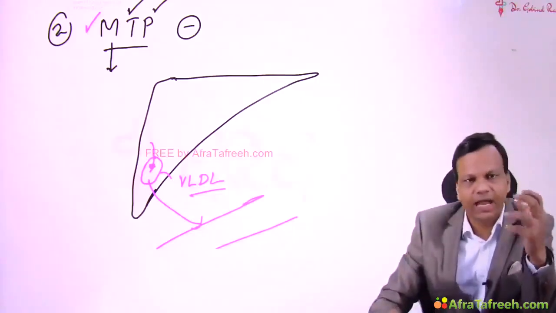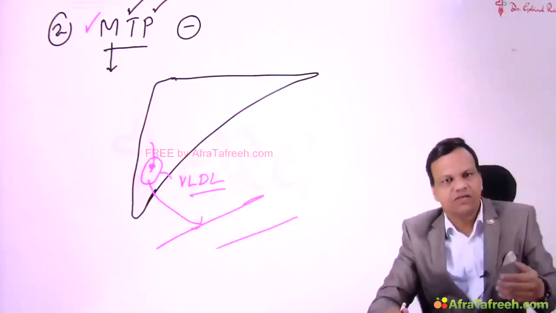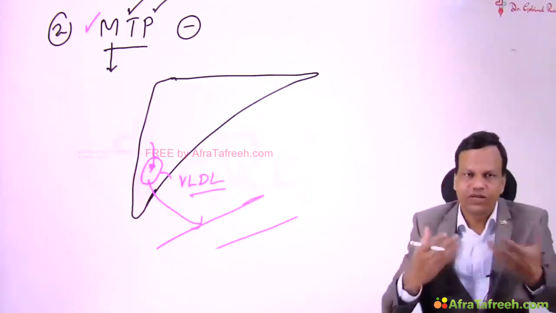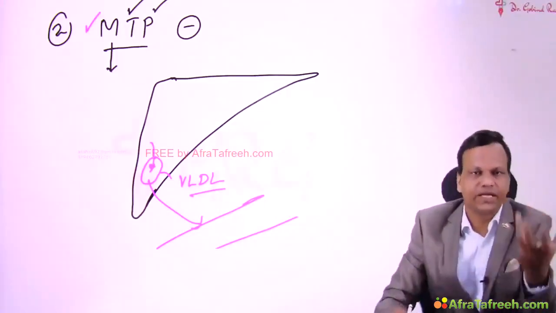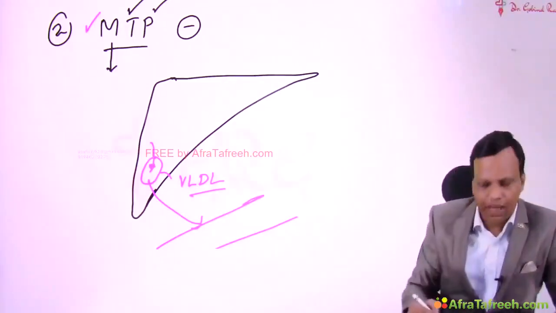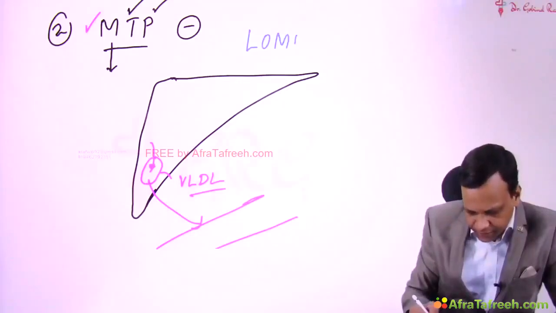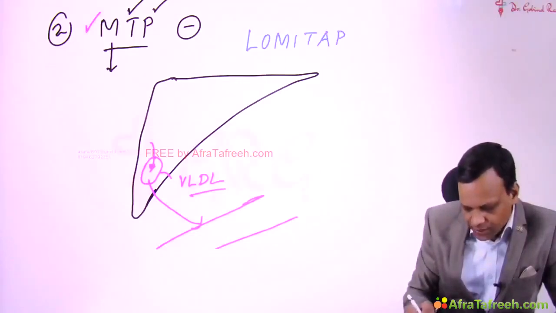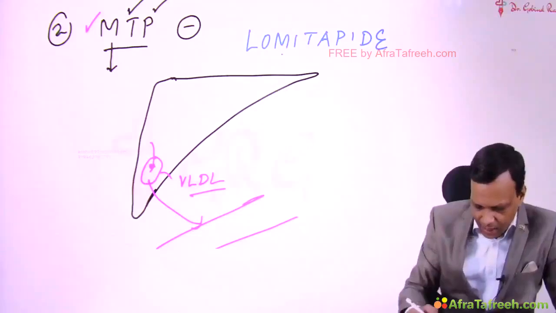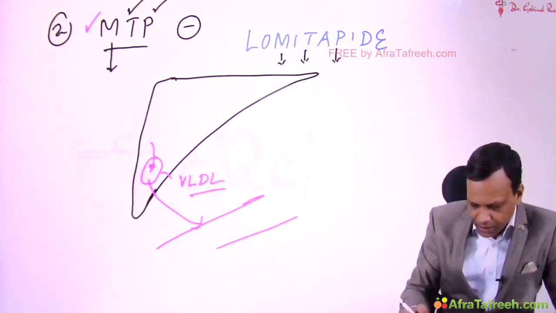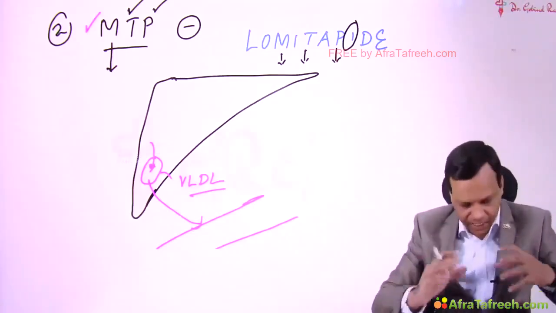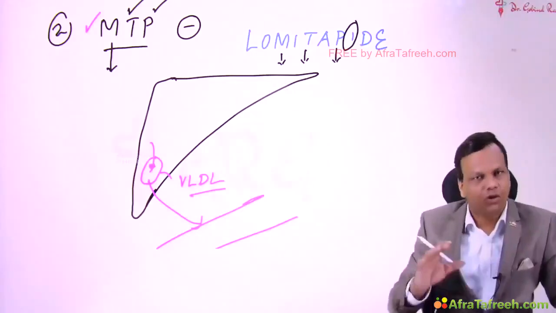So if we inhibit MTP, simply we are inhibiting the formation of VLDL. When VLDL is not produced, then LDL will not be produced, so we can decrease the cholesterol. And the drug which inhibits this protein MTP is lometepide. Lometepide inhibits MTP. The name itself says MTP inhibitor. Lometepide is an MTP inhibitor, the second new drug in hypercholesterolemia.